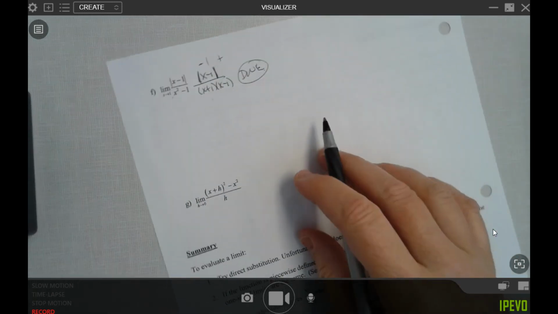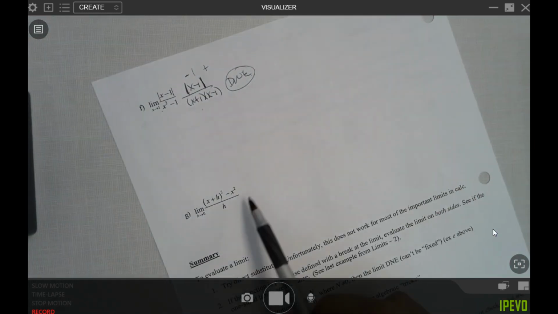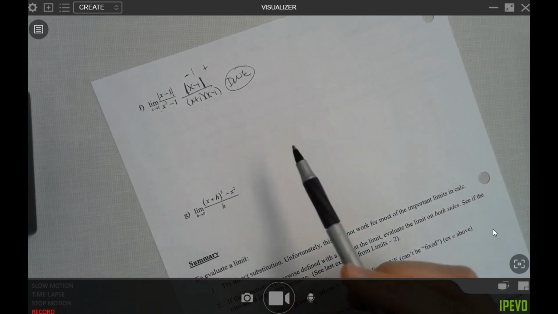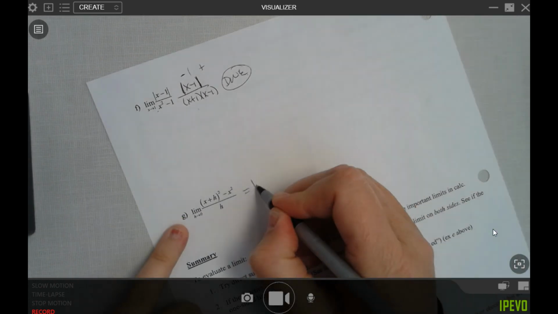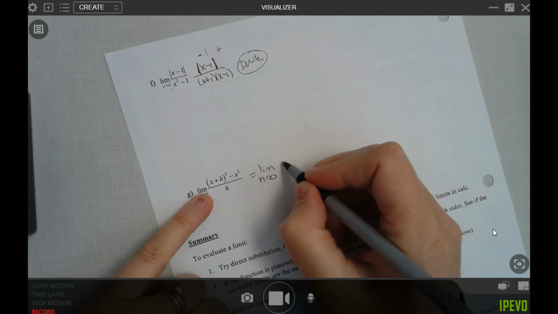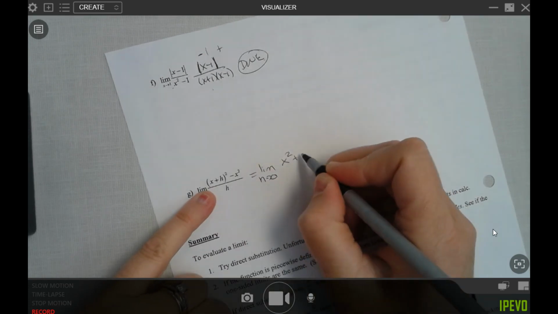All right, and then our last one, and this is what we do a lot in calculus, is we learn how to set this function up right here. Once it's set up, you're just going to FOIL this out and see what happens. So then here's the proper notation. I'm going to write it out good this time. The limit is, and I'm going to FOIL this out in my head.